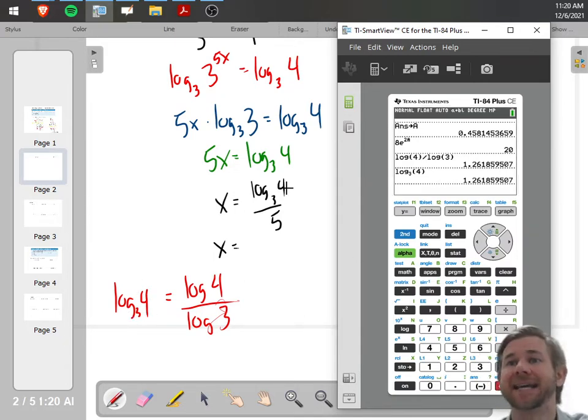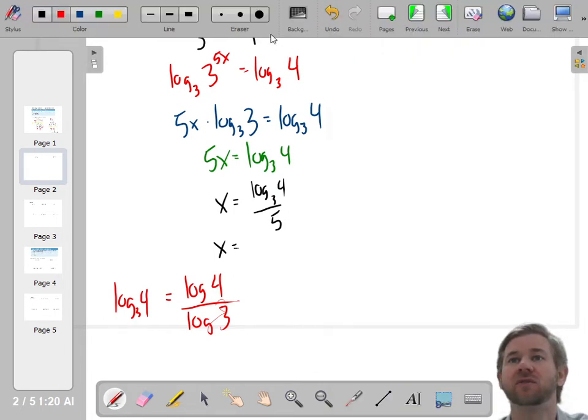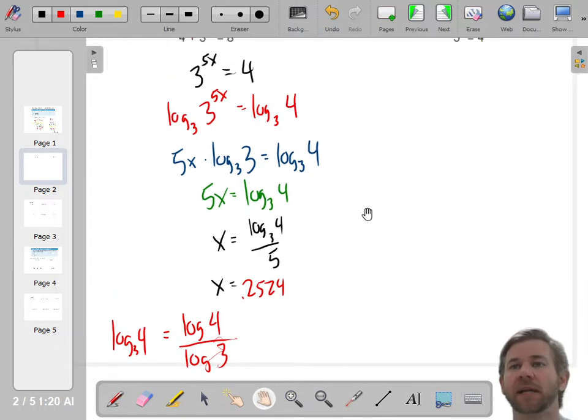But I need to take that and divide it by 5, and get 0.2524. So x equals 0.2524. Okay, let's do one more like that.